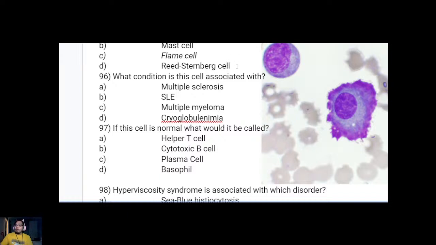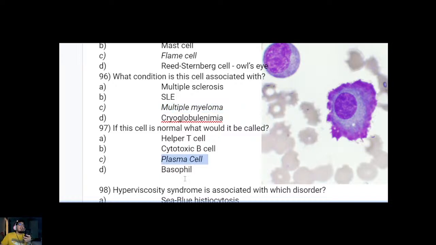Reed-Sternberg cell is the owl's eye one. And mast cell is your basophil. So does this look like a basophil? No, it doesn't. It looks like a flame cell. Only 22 people were able to answer that one, which is why I'm disappointed. 96, letter C ang tamang sagot. That is a hallmark of multiple myeloma, because a flame cell is actually a plasma cell, which is your question in number 97.